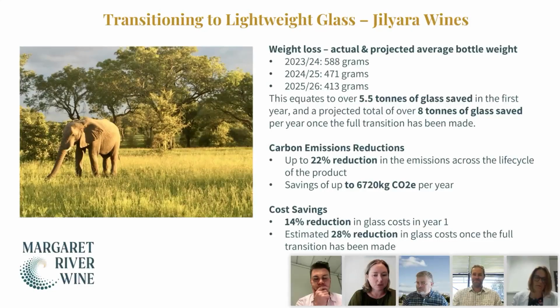If we could get every producer in Margaret River to have a similar drop, we'd be saving around 6,000 tonnes. And if we go Australia-wide, as an industry, we could be saving well over 250,000 tonnes of glass. So, yeah, that would be incredible.